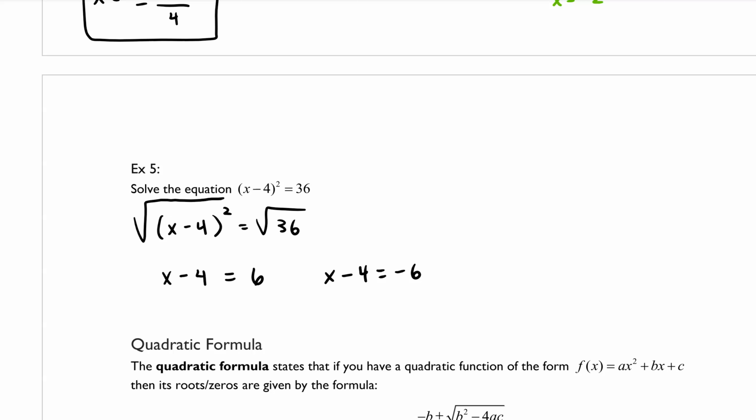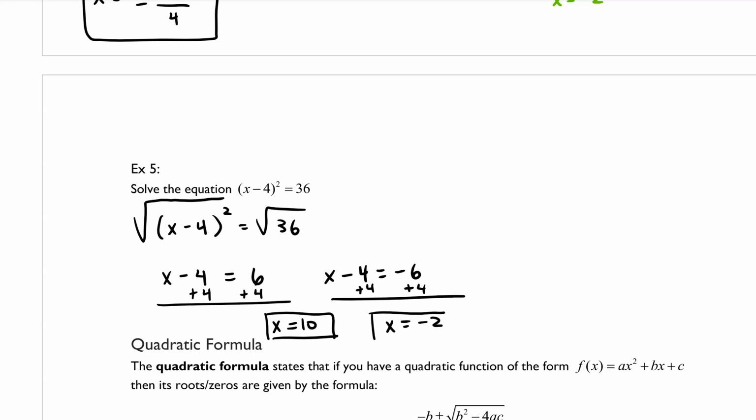Okay, so now that I have two separate equations, I'm going to go ahead and solve both of them. So I'm going to add 4 on both sides here. So we get x is equal to 10 as one of our solutions. And then here I'm going to add 4 to both sides. And that will give us x is equal to -2. Go ahead and on your own verify that these are both, in fact, solutions.